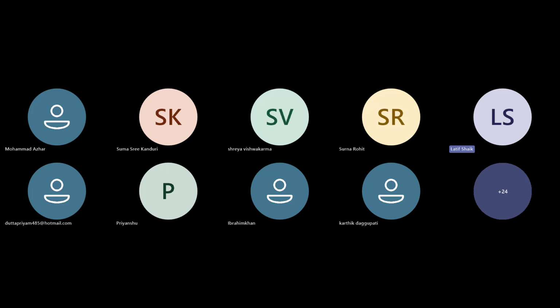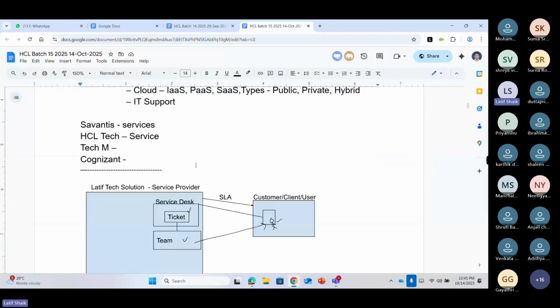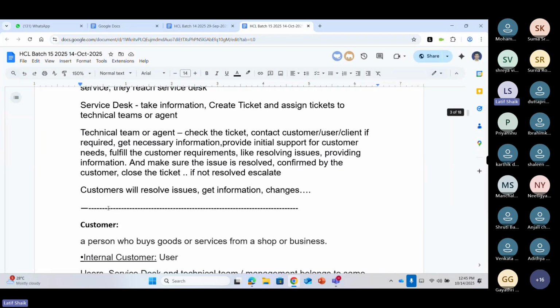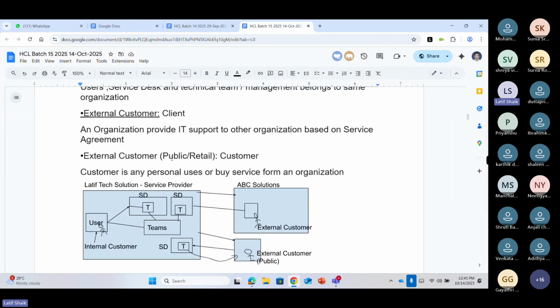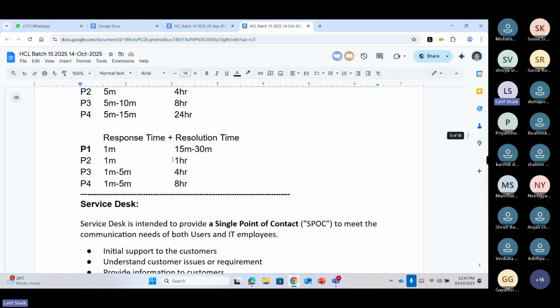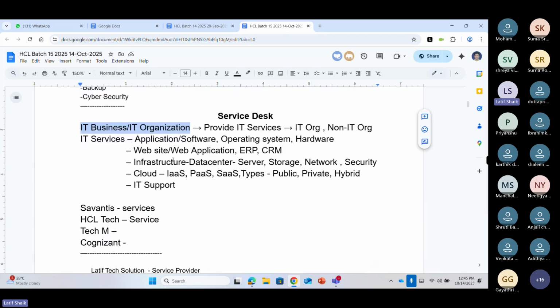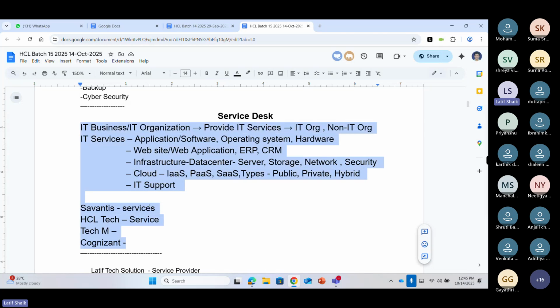This is about IT organizations. So tomorrow we'll see what is a service desk, what is the floor, different customers, who is the client, customer, user kind of things, what is the ticket, priorities, all these things we'll see tomorrow. So today, first, just as a part of today's introduction, we'll see this part.